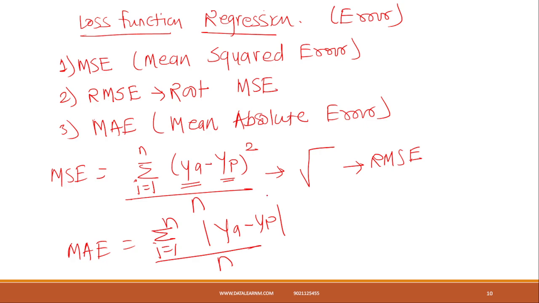Simple. So in order to calculate the error, we use these three loss functions. If somebody asks what the loss functions in regression are, for any regression problem, linear regression or any regression-based algorithm, they are mean squared error, root mean square error, and mean absolute error. These three regression loss functions. Loss means error; you are calculating error here.